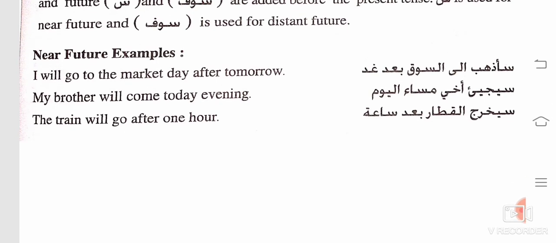Then here are the examples of near future. Sa'adhhabu ila as-suqi ba'da ghadin. I will go to the market day after tomorrow. Day after tomorrow is a near future, coming shortly. So, sa is used for near future. Sayaji'u akhi masaa al-yawm. My brother will come today evening. Sa is used for near future. Sayakhruju al-qitaru ba'da sa'adin. The train will go after 1 hour. Here also, sa is used for near future.